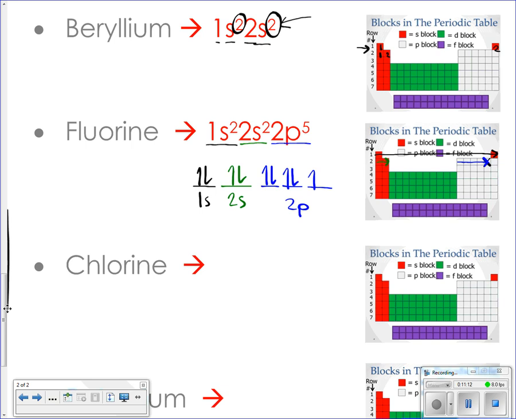And I just realized I left you hanging with beryllium, so let's do its orbital diagram as well. In the 1s2, there's 1 orbital. And in 2s, there's also 1 orbital. And there are 2 electrons in the 1s and 2 electrons in the 2s.